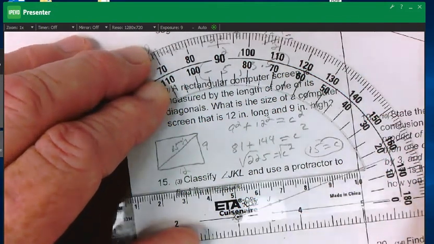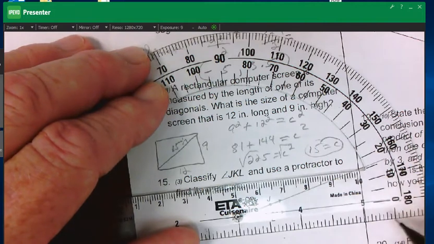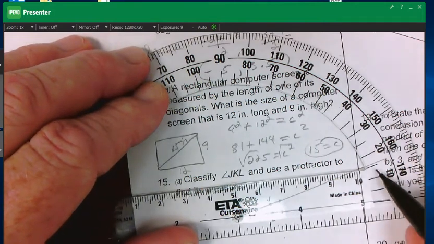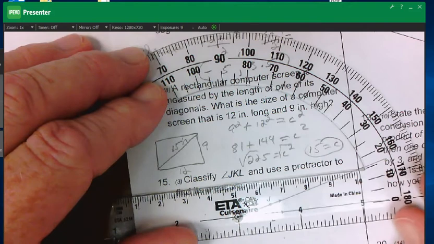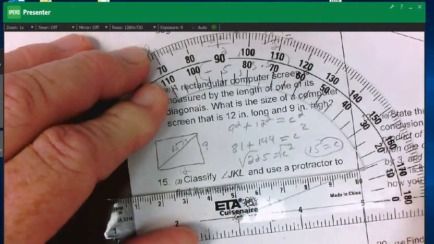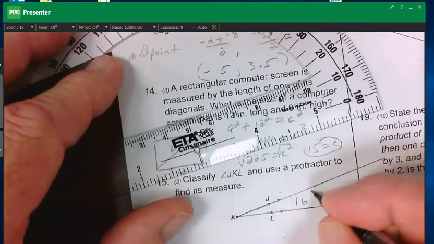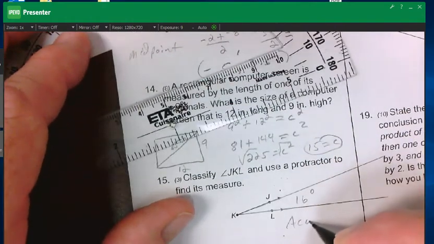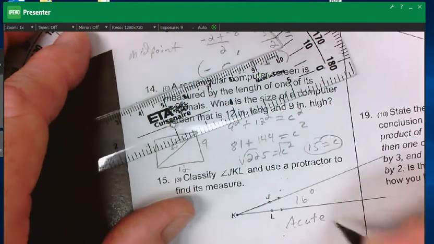This comes out to 15, 16, depending, we'll just call it 16 degrees. And it is acute, that's the classification.